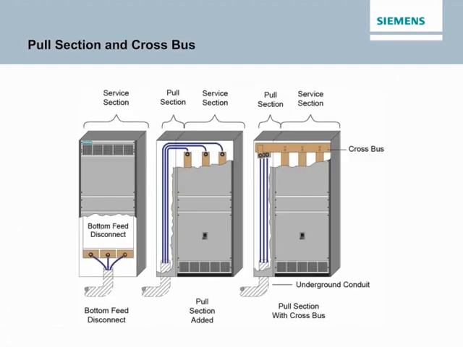Cable may enter through a conduit to a disconnect that is fed from the bottom. If the disconnect is top fed, a pull section can be added to the side of the service section to pass cable to the top of the switchboard. Depending on the cable bending space, cable can be connected directly to the lugs or to a cross bus. A cross bus brings the bus connections to the pull section, eliminating the need to bend cables.